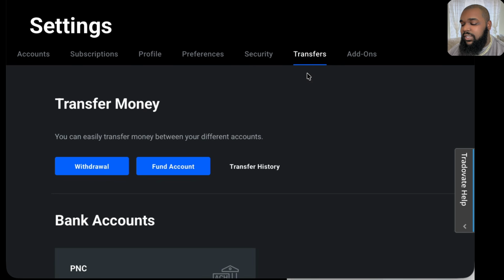So to be able to fund the account, you can go to transfers right here, and then you can put fund account. I'm not clicking it. I don't want people to see my personal information. I don't even feel like blocking it out because this video is going to be like a very long video, so I ain't doing it. But just know you can fund your account, and it's very easy to follow.